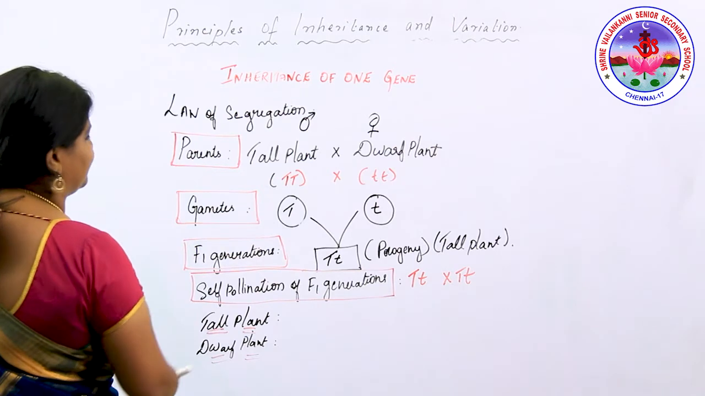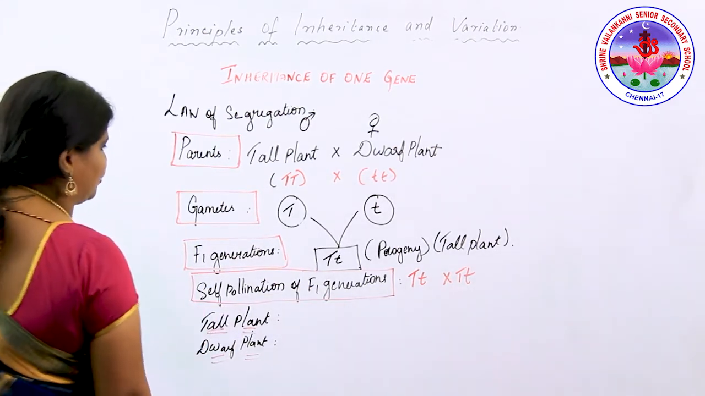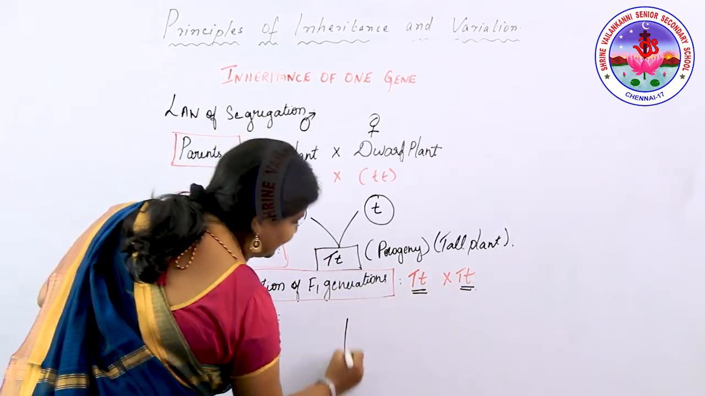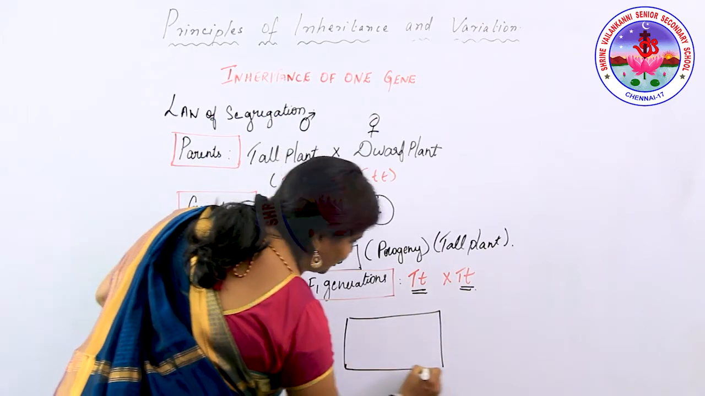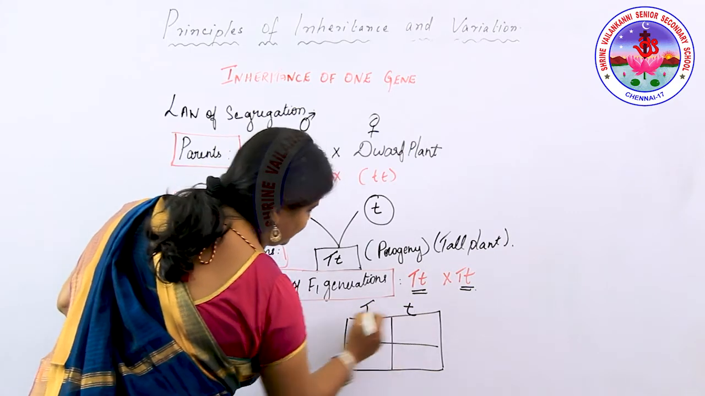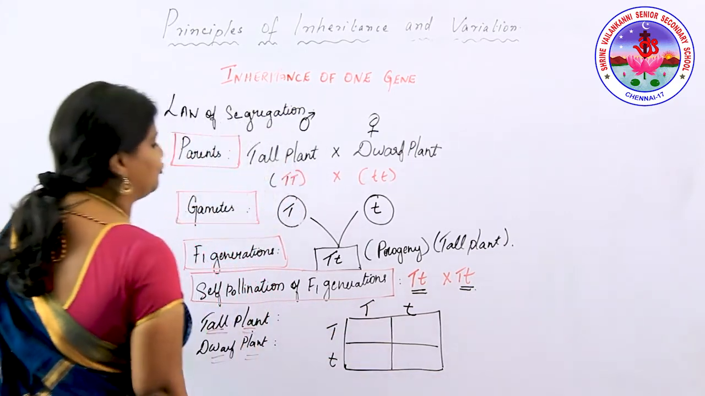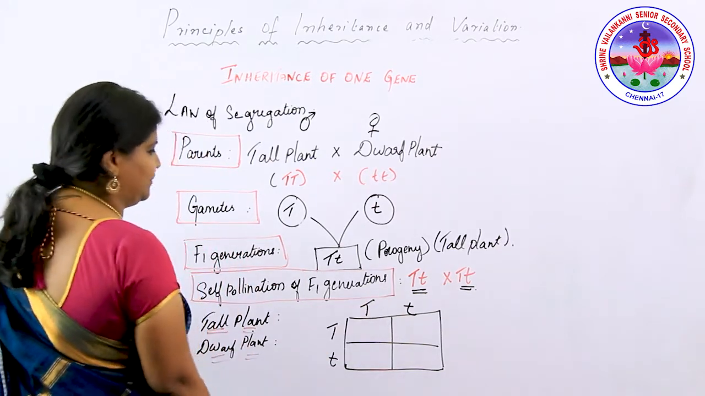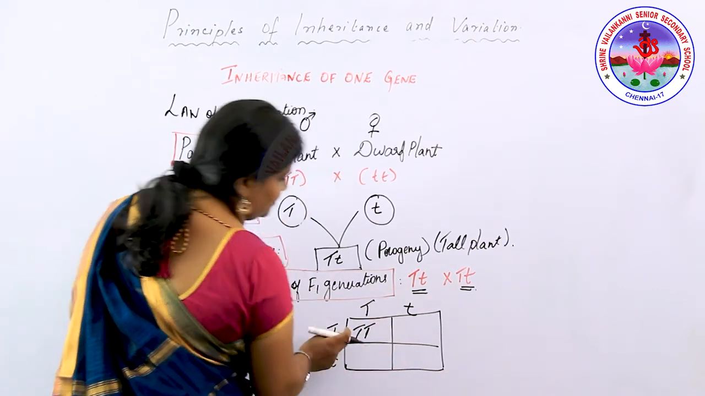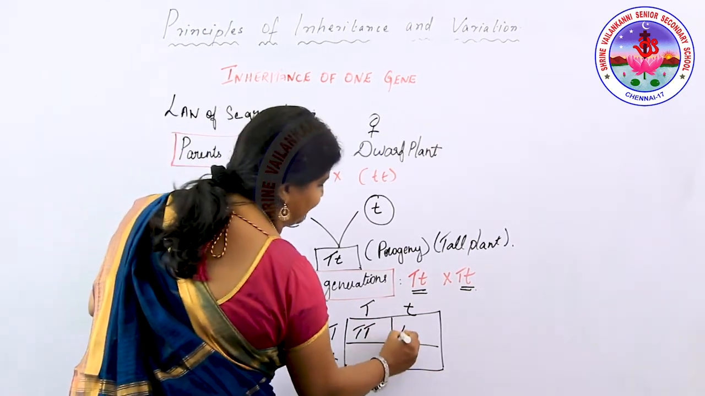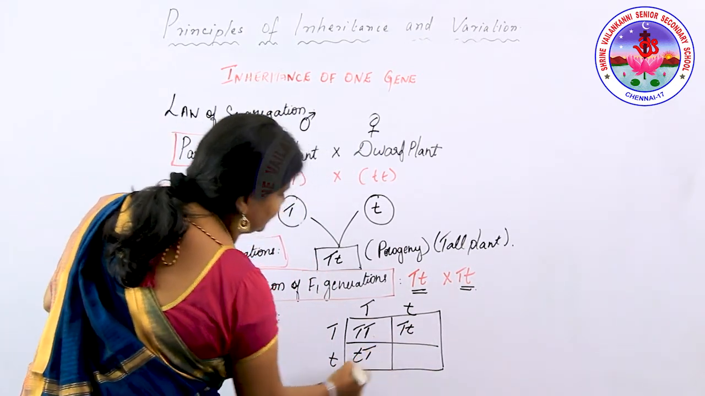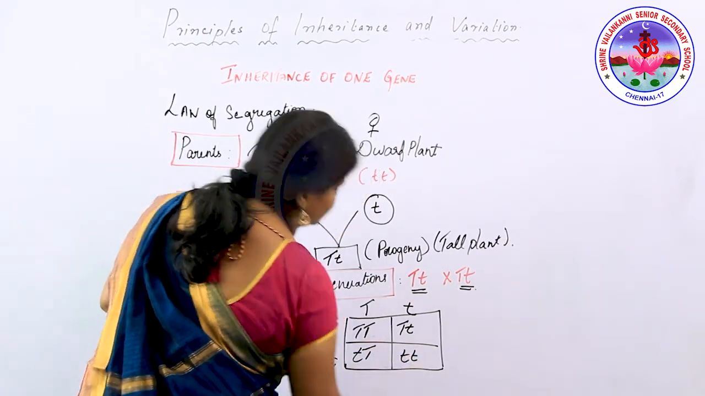After the F1 generation, self-pollination occurs with this progeny. So capital T, small t, capital T and small t. Based on this we make the Punnett square: capital T, small t, capital T, small t. This is referred to as a monohybrid cross. Now the hybridization will be done this way: capital T into capital T, capital T, capital T. Now the capital T, again the small t. Now the small t, again the capital T. Now the small t, small t.